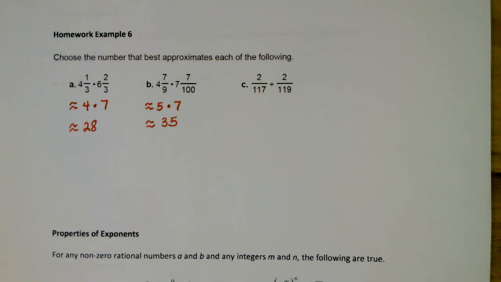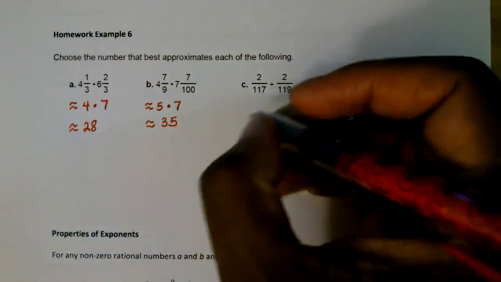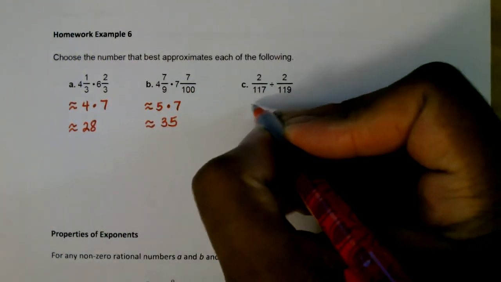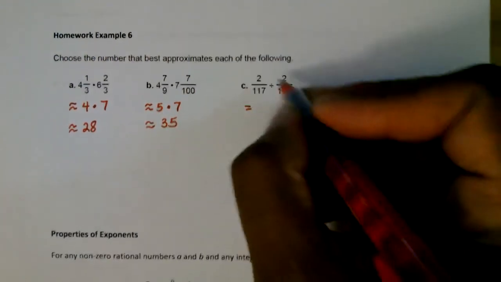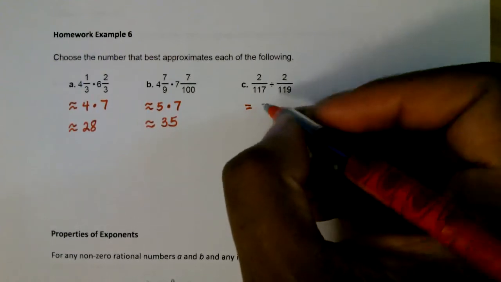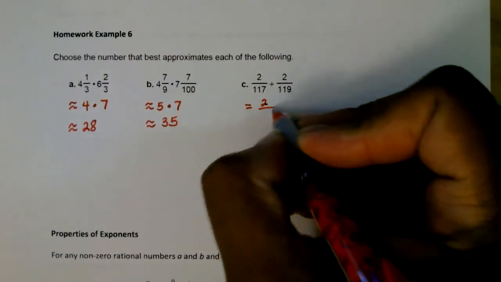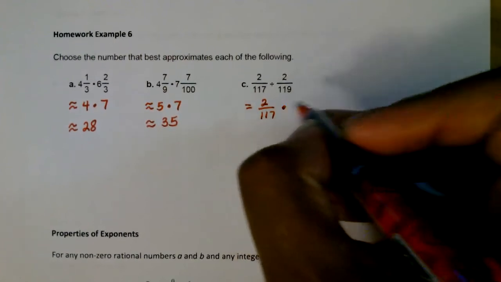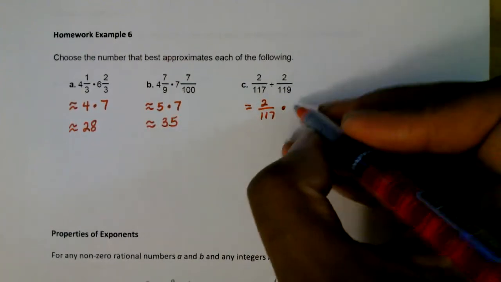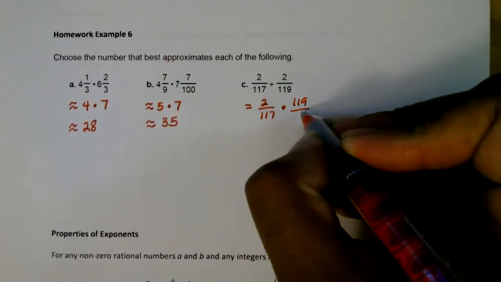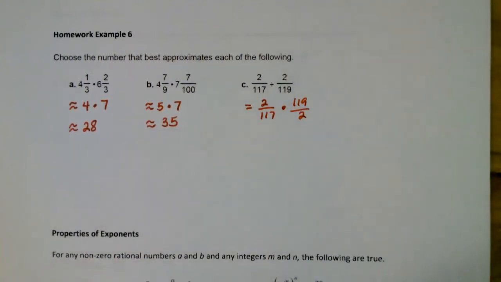Now for the 2/117 divided by 2/119. Okay, let's change that to a multiplication. We're dividing fractions, so here, 2 over 117 will be multiplied by the reciprocal of that. That'll be 119 over 2.